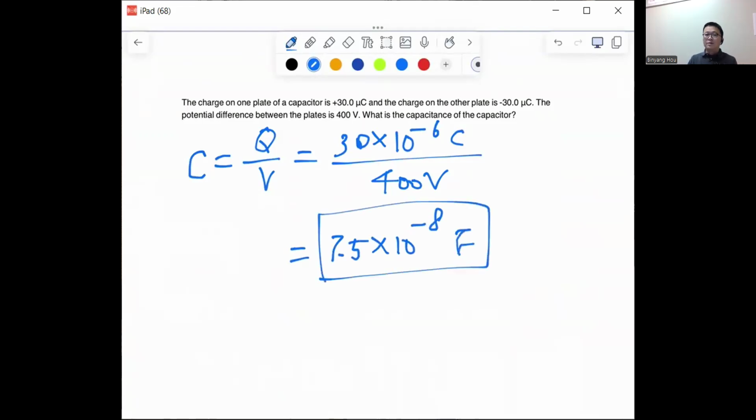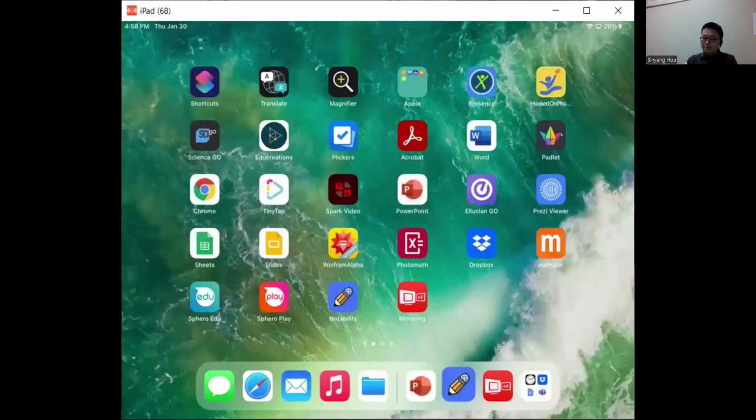Okay, and normally you can say 0.075 times 10 to the negative 6, which is microfarad. Okay, but that would be fine if you just write it like that. All right, let's go back to the slide.